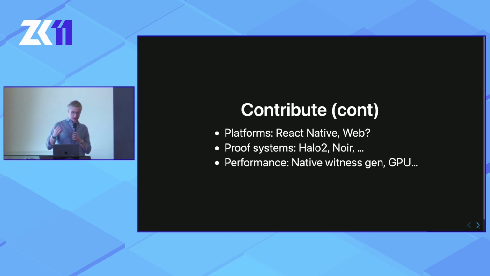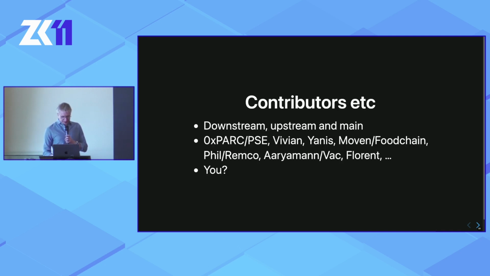As well as performance things, so there's native witness generation. It works for some circuits, but not for all of them, so we would love to make that more complete. GPU acceleration is another thing. These phones that we carry around with us are quite powerful with the GPU, so it would be great to be able to unlock that. There's actually a grant ongoing that's looking into that, but there's definitely more work that needs to be done, as well as loading the zkey and a lot of other performance things.